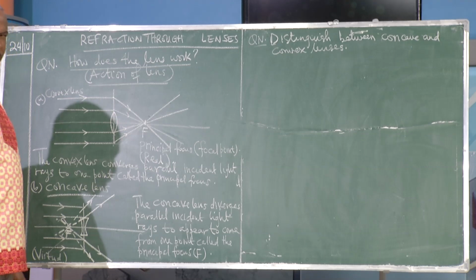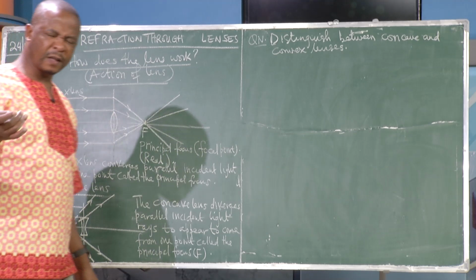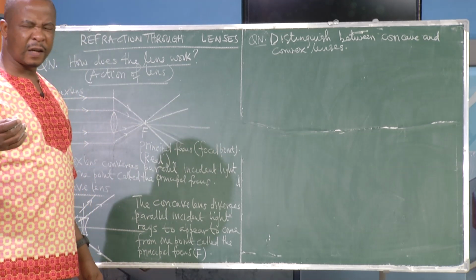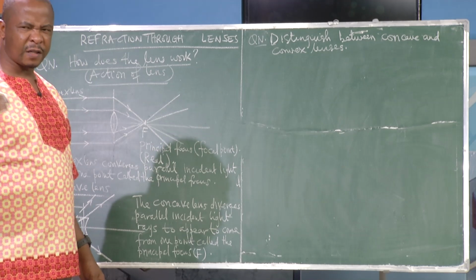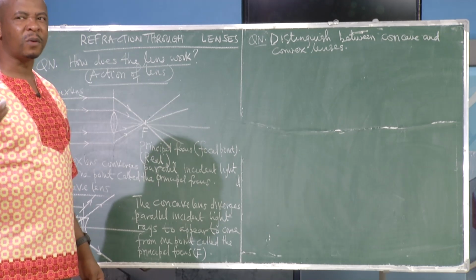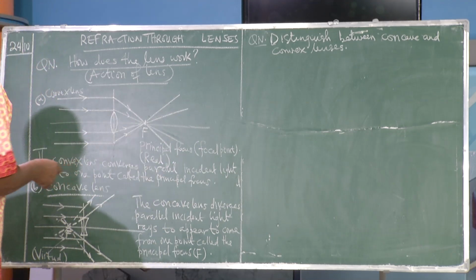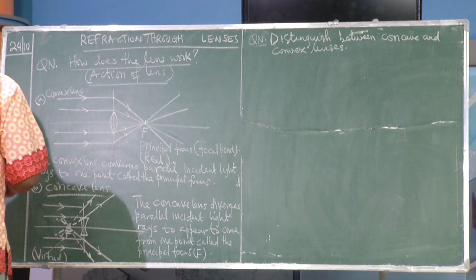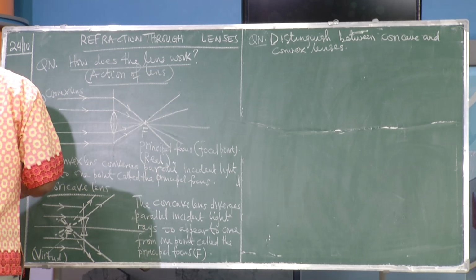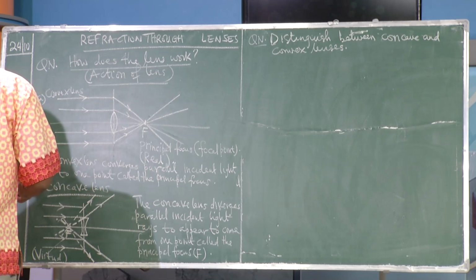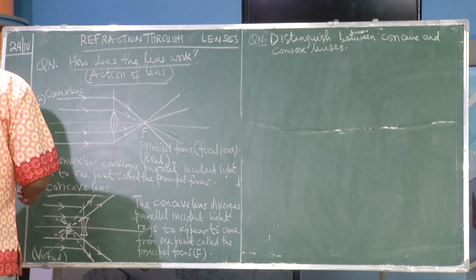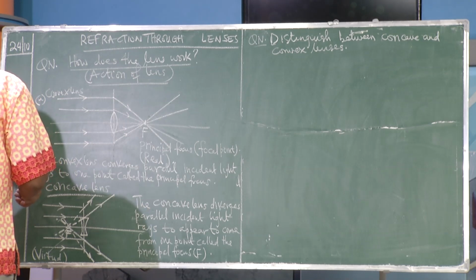In other words, we are saying that concave lenses affect incident light by diverging it to appear to come from one point that we are calling the principal focus, whereas convex lenses refract light to make it converge at one central point.